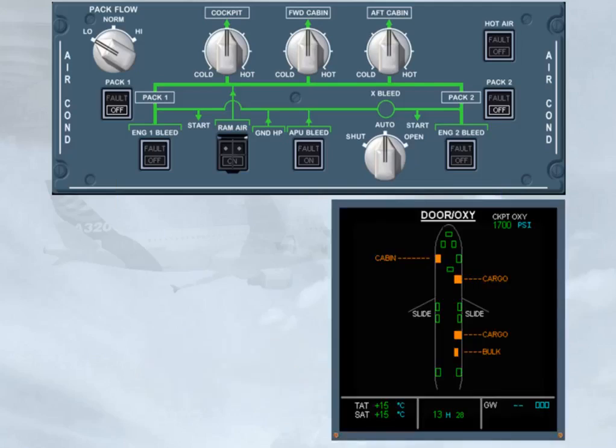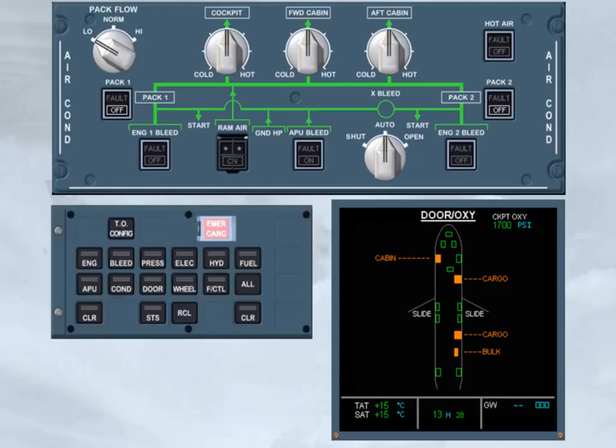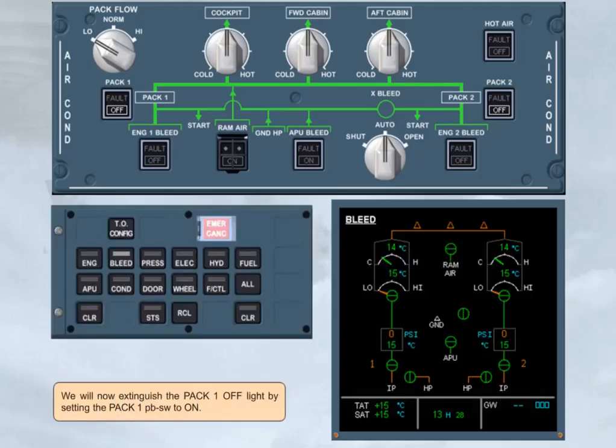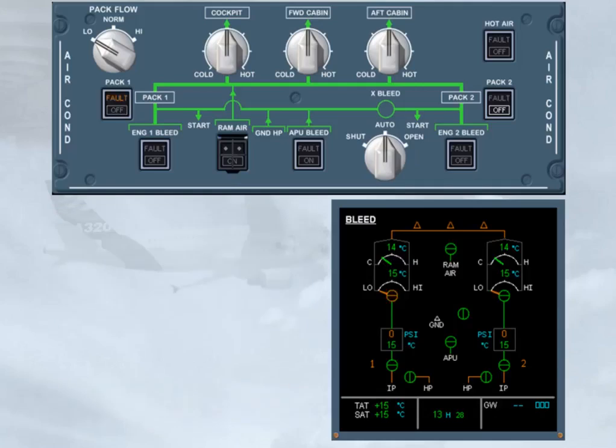One step of the cockpit pre-flight check is to extinguish all white lights on the overhead panel, so that you can watch what is happening. Let's have a look at the ECAM bleed page. We will now extinguish the pack 1 off light by setting the pack 1 push button switch to on. Notice the amber fault light on the pack 1 push button switch. The control valve indication switching from green to amber. Both of these amber indications occur because pack 1 is on, but no bleed air is available to it.